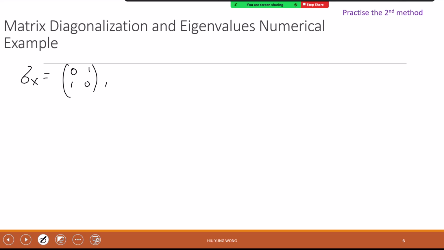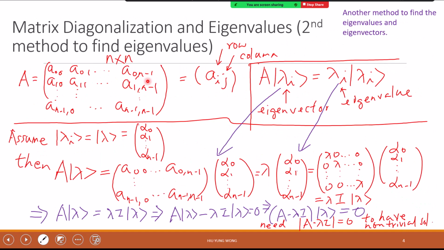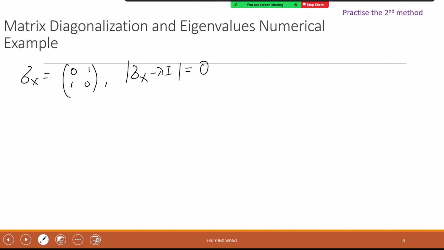I can use the equation. I say that the determinant of sigma x minus lambda I must be equal to 0. Okay, this is what we derived two slides ago, right? Because now sigma x is A, and we assume its eigenvalue is lambda and then times I. So what does this mean? It means I'm going to find the determinant of sigma x, 0, 1, 1, 0, minus lambda times I, where I is the identity, 1, 0, 0, 1, equals to 0, right?